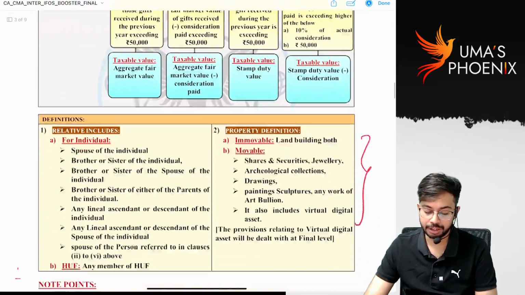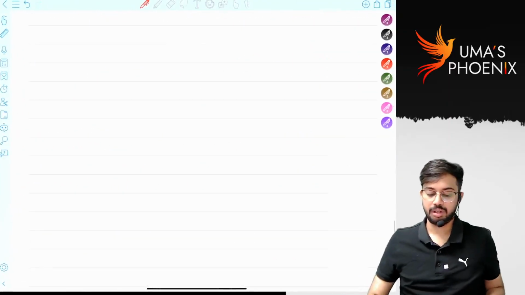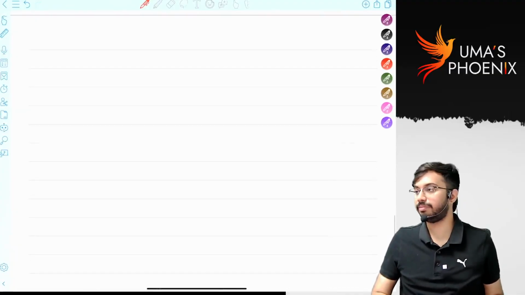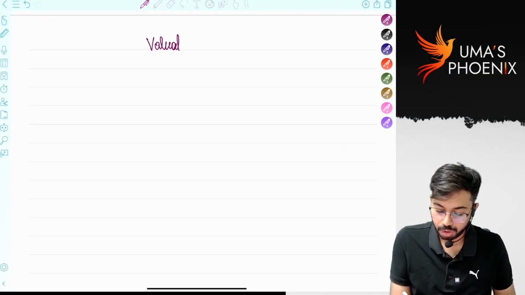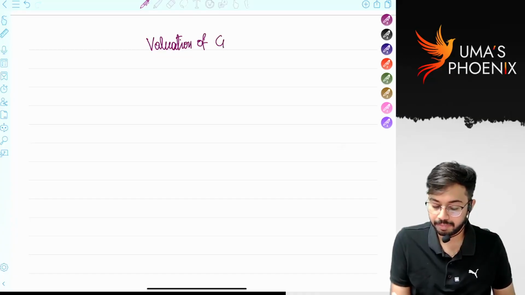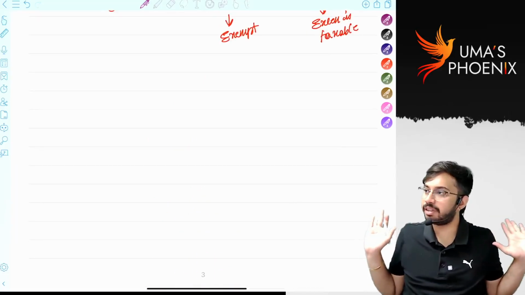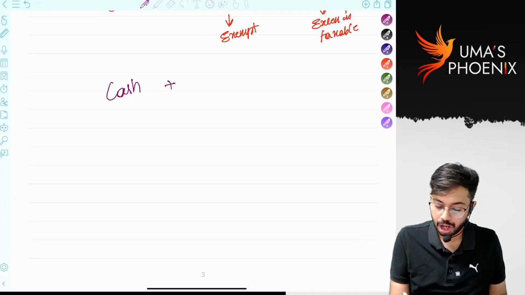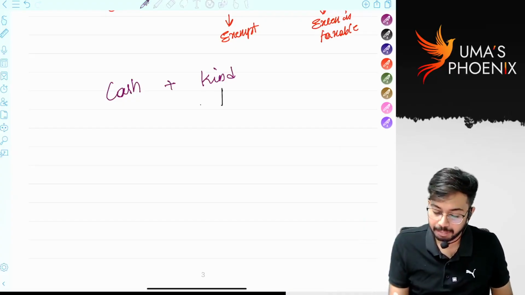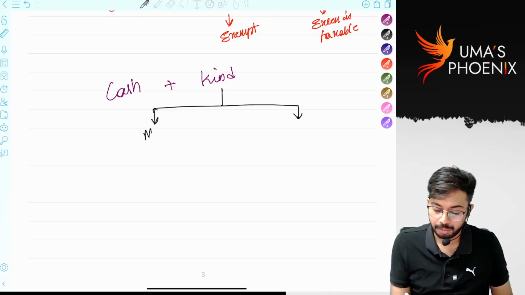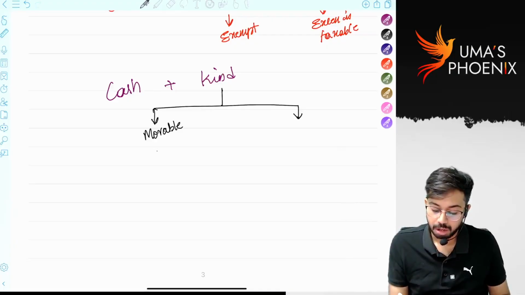Now, shall we see valuation of gifts? Listen very, very carefully. Don't look at the material, just look at the screen. You will get complete clarity. A gift can be received either in the form of cash or in the form of kind. Do you agree with me? Gift in kind can be received either in the form of movable property.